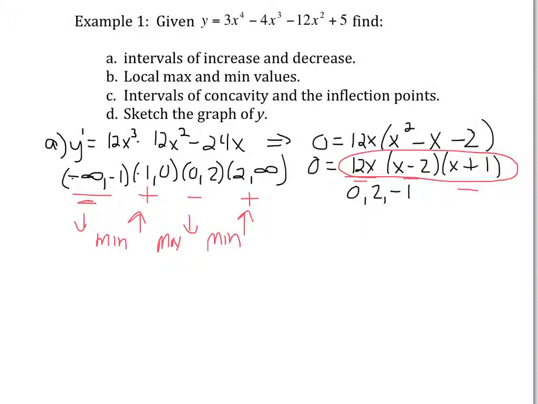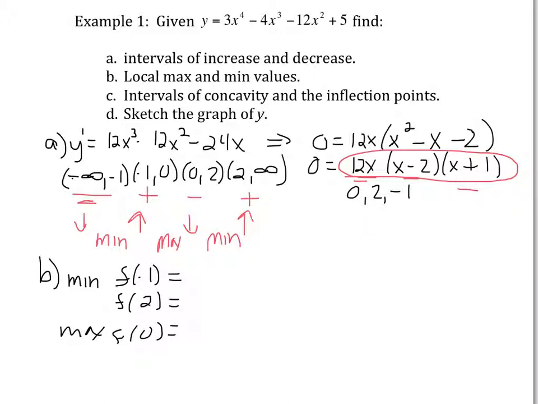So in other words, if we were going to actually answer letter B, it says, what are those? Well, we'd have mins for f of negative 1 and f of 2. And we'd have a max for f of 0. Now, you can go ahead and grab your calculator if you want and pause the video and plug those into the original function, and you'll get your y values, or you can take my word on it. In this one I got 0, this one I got 5, and this one I got negative 27.